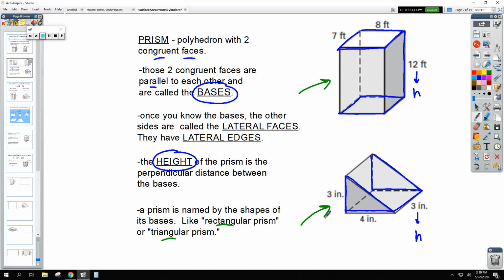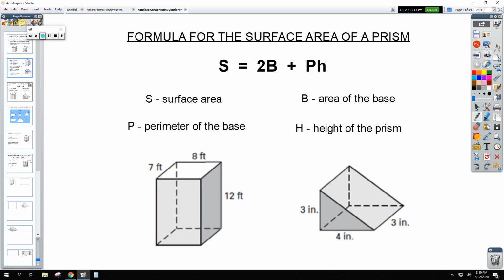Let's get into the formulas. Formula for the surface area of a prism. The surface area is equal to 2 times the area of the base. This is why it's important to be able to identify your bases. Plus the perimeter of that base. Remember, perimeter is just the sides of the base added up, times the height of the prism. And once again, we have the 2 examples from the previous slide here. We're going to work out the surface area of these 2 in just a second. But there is your surface area formula for a prism.